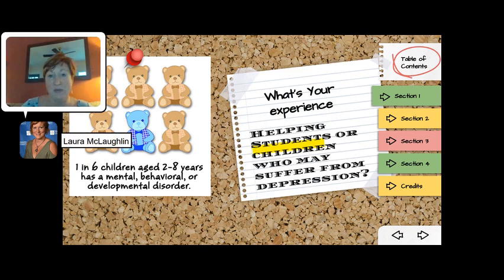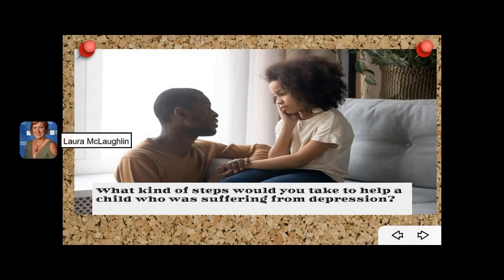So what is your experience? How have you helped students or children who may suffer from depression? Or if you haven't yet, how would you? What kind of steps would you take to help a child who is suffering from depression?